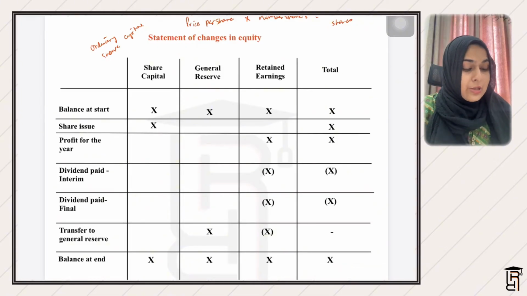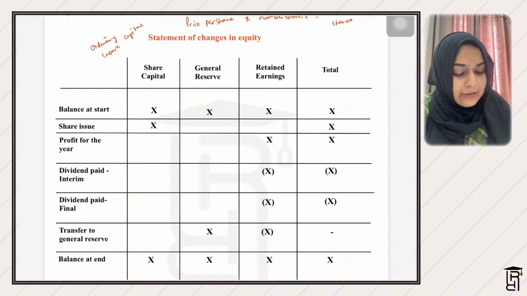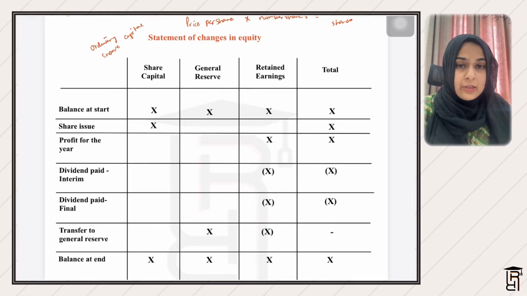What we are doing here is writing these row totals. Share capital plus general reserve plus retained earnings is this total, and every row is totaled.